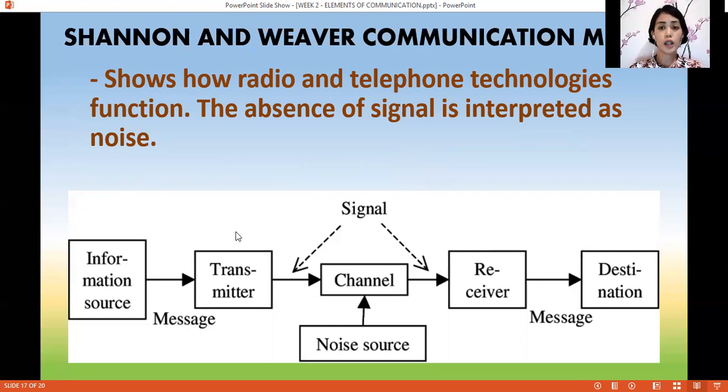Here, like the Schramm communication model, the information source is the person, or it could be the radio station. Of course, the person there is playing the music, and you have here the transmitter which encodes whatever message has been sent, and through the use of signal it can go to the channel and it would transmit to the receiver and it would reach the destination.